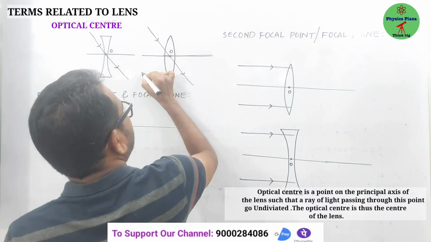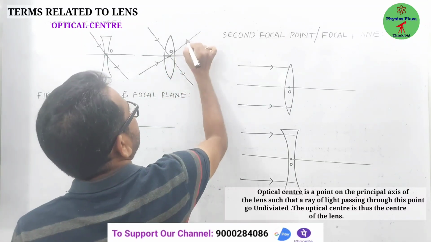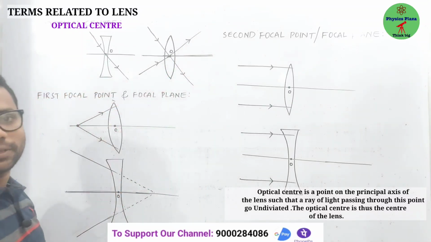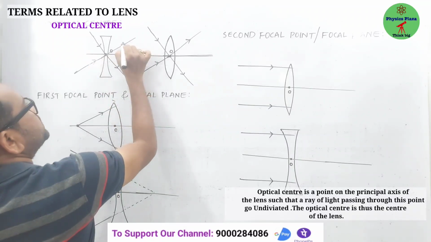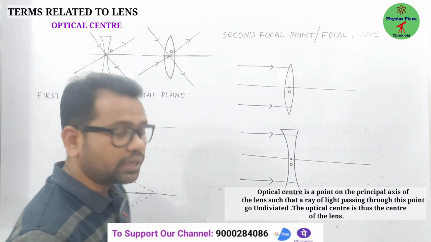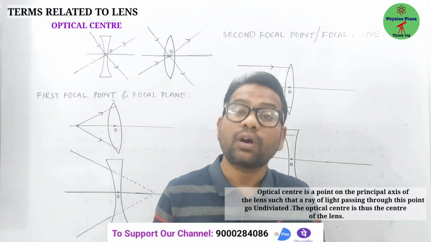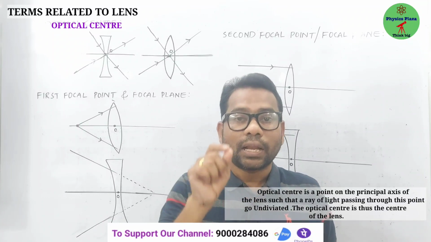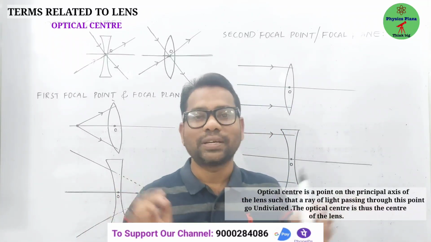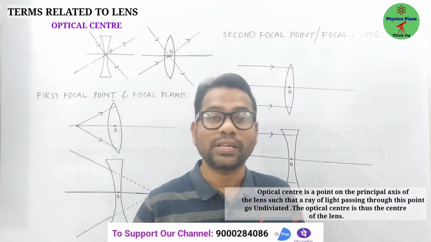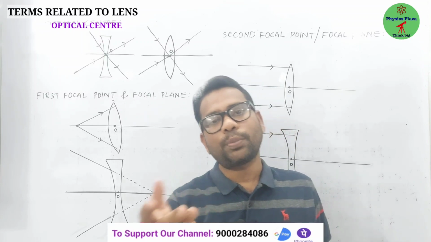So like this, one light ray is directed towards the point on the principal axis, so it goes undeviated, because it is the optic center. And here also, either the convex lens or the concave lens, if the ray passes through the optic center, it will go undeviated. The point on the principal axis of a lens such that the light ray directed towards that point will go undeviated, that point we call the optical center or simply optic center.